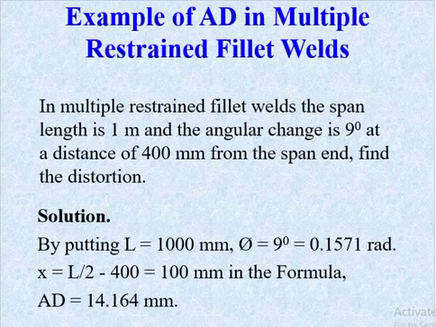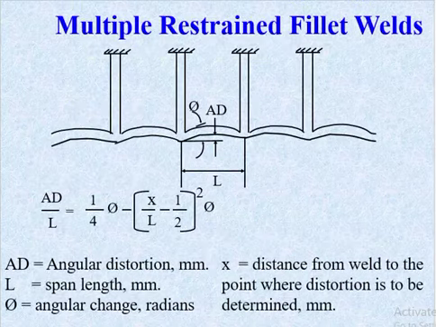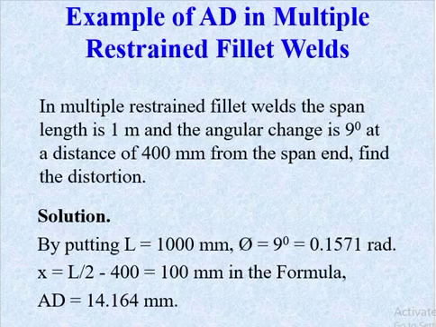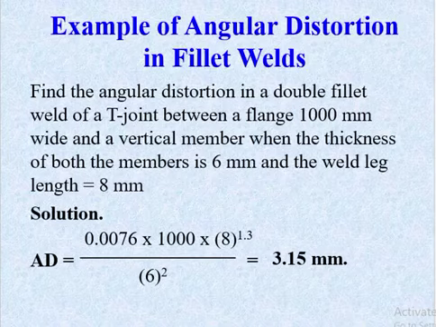Example of AD in multiple restraint fillet weld. In multiple restraint fillet weld, the span length is 1 meter and the angular change is 9 degrees at a distance of 400 mm from the span end. Find the distortion. The same formula is applied by putting L equal to 1000 mm, phi equal to 9 degrees, 0.157 rad, and X equal to L/2 minus 400 mm. Applying this formula, you can find AD equals 14.164 mm.